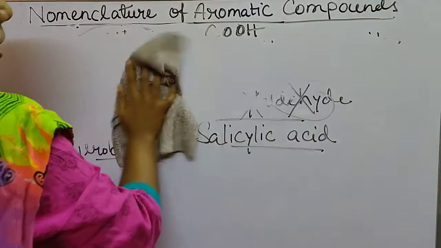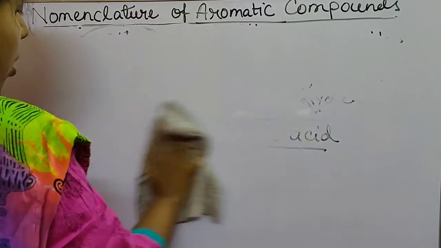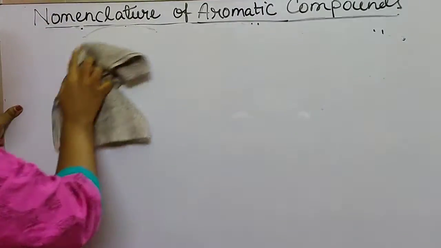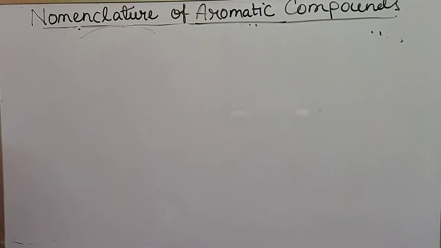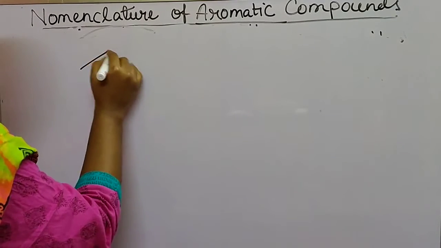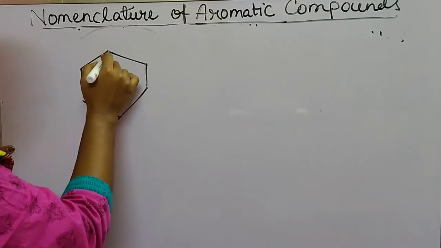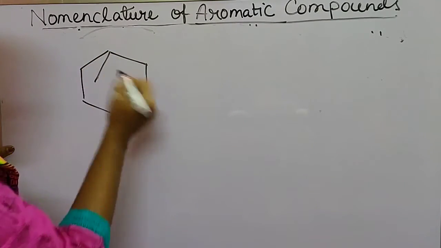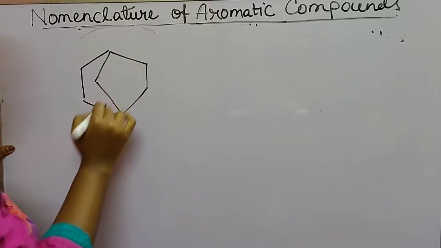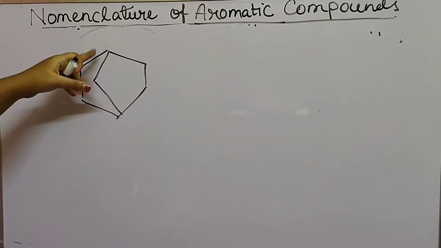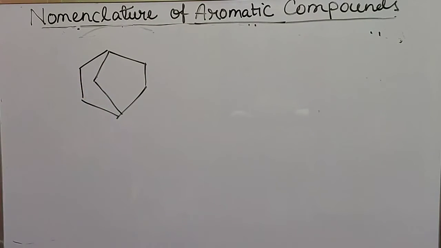Okay. Now, bicyclo ring: we will see a few examples of bicyclo ring. Bicyclo means, suppose there is a cyclohexane ring, and there is one bridge, one CH2 group which is present here.